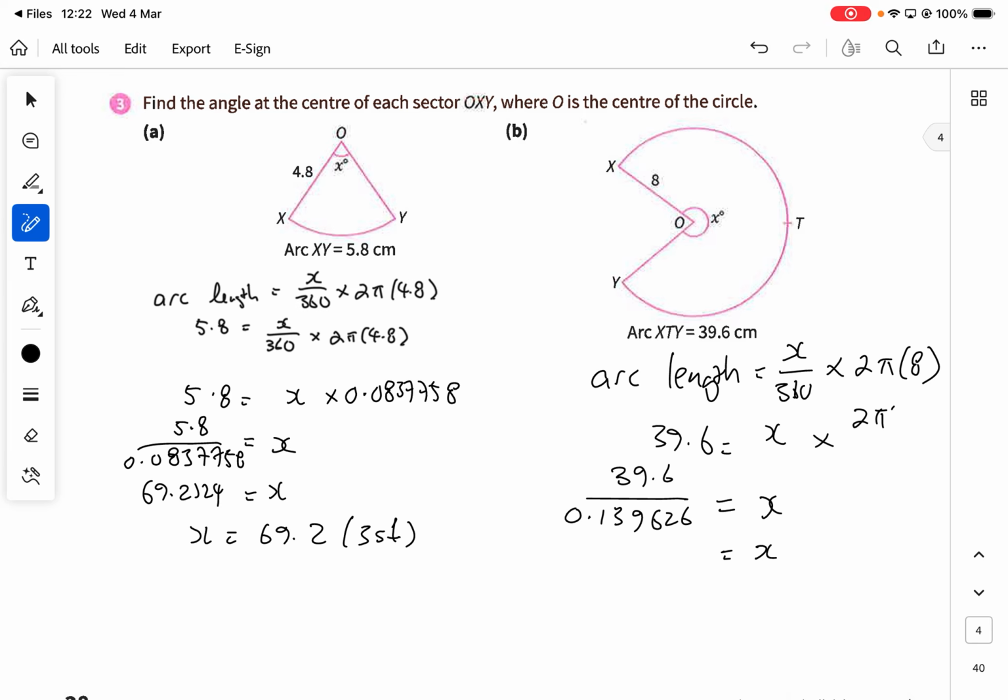Then I can get my X is actually 283.61. Okay, my mistake here. Here is not 3SF, here is 1 decimal place. Should be 1 decimal place because we are finding angle. Okay? Also same, 1 decimal place.